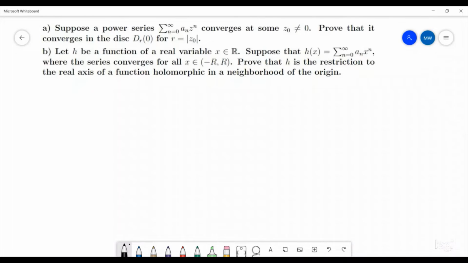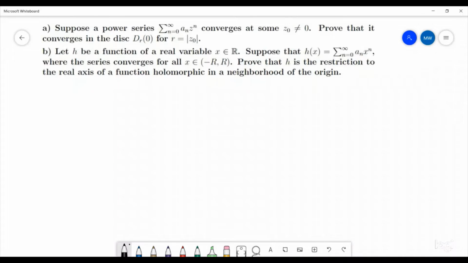So let's get started. Let's suppose that we have a power series, the sum of a_n times z to the n, which converges at some z0 not equal to the origin. We are going to prove that it must converge in the disk D_r of 0, the open disk of radius r centered at 0, for a radius that is equal to the modulus of z0.